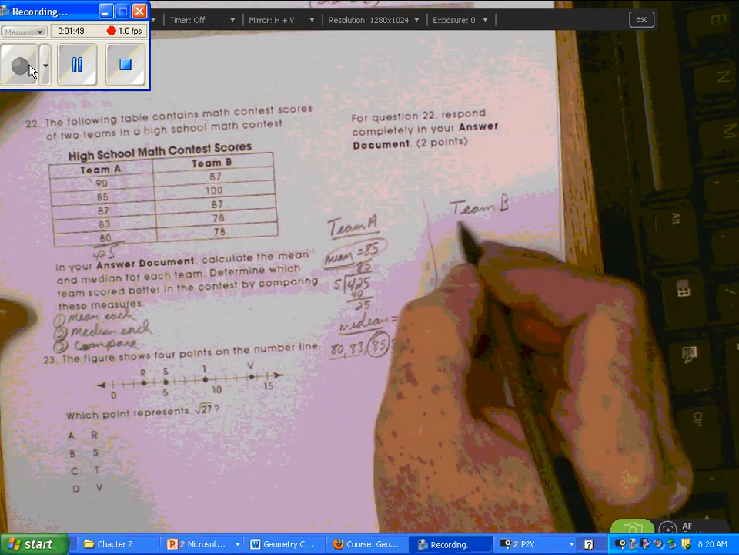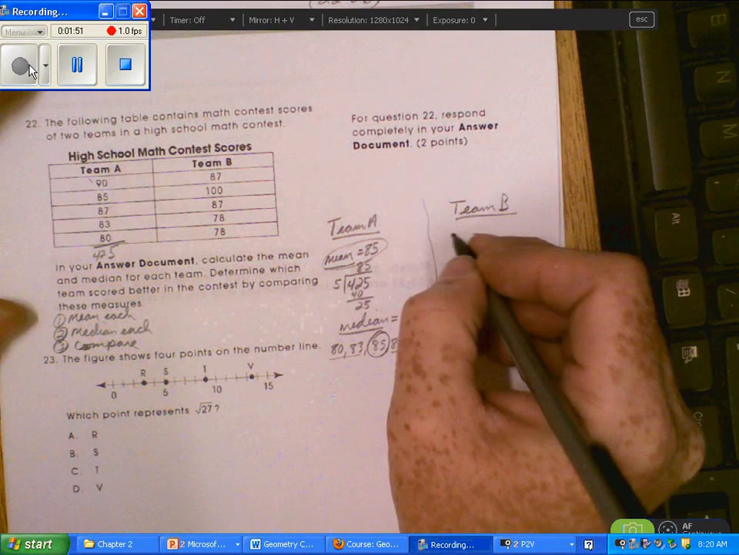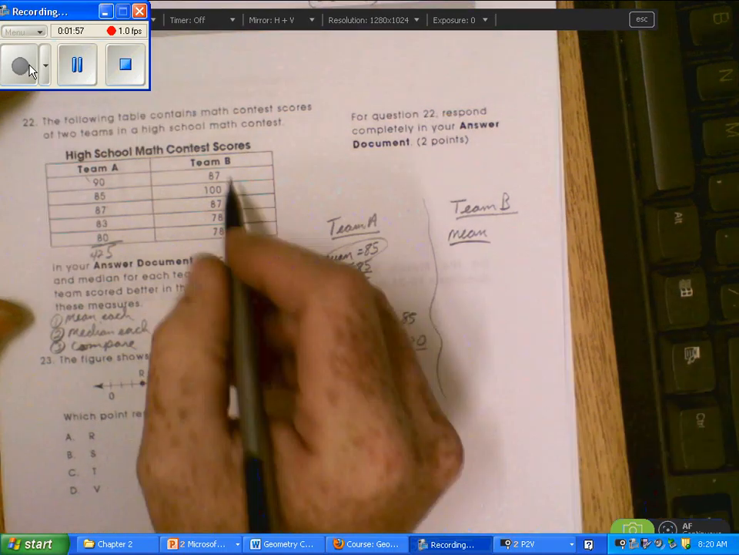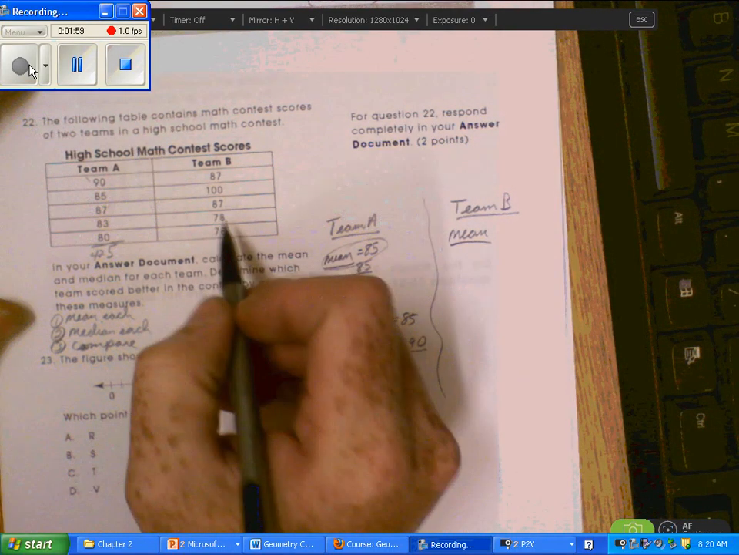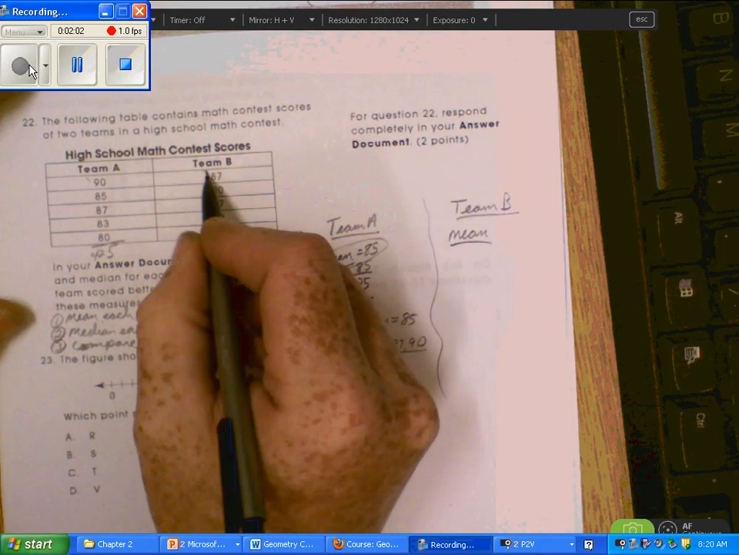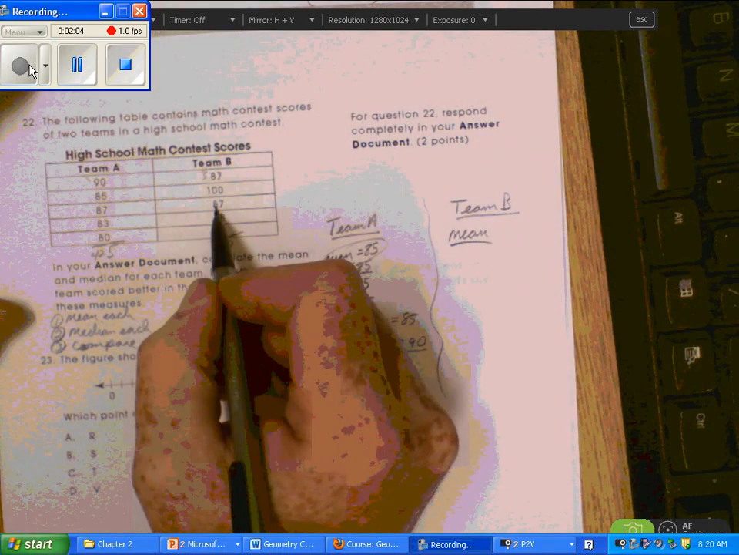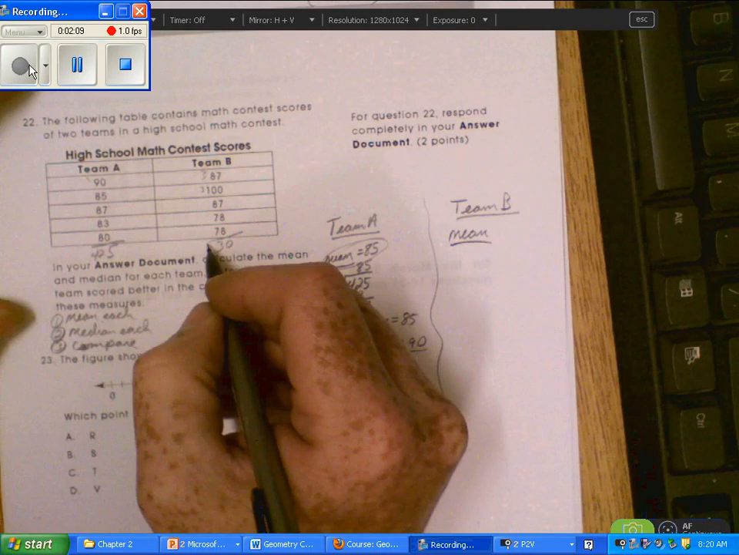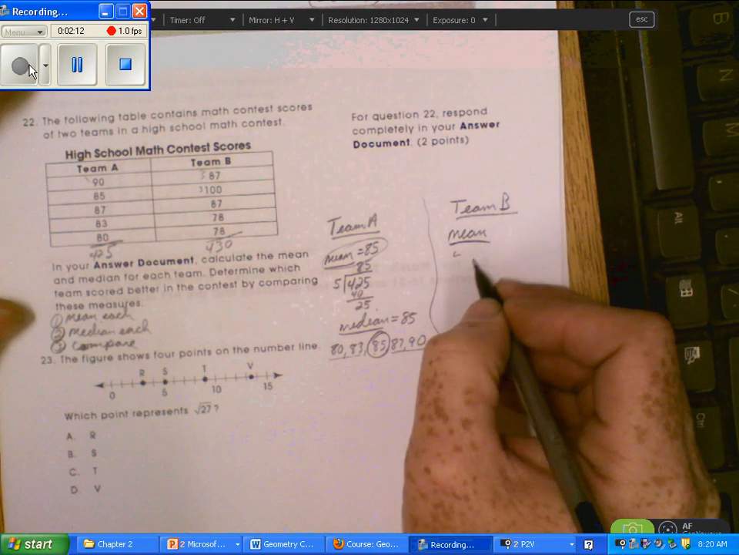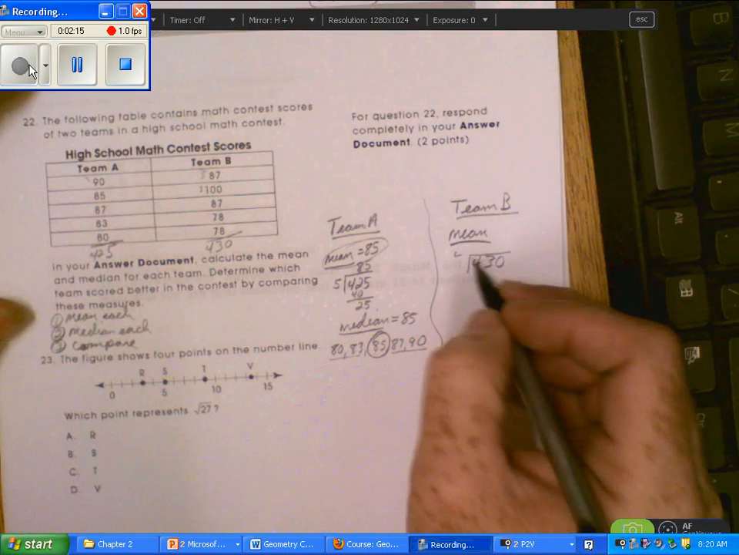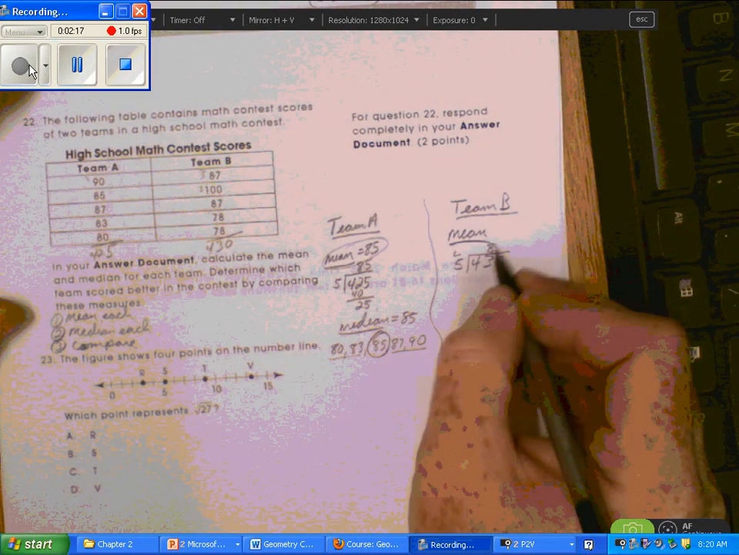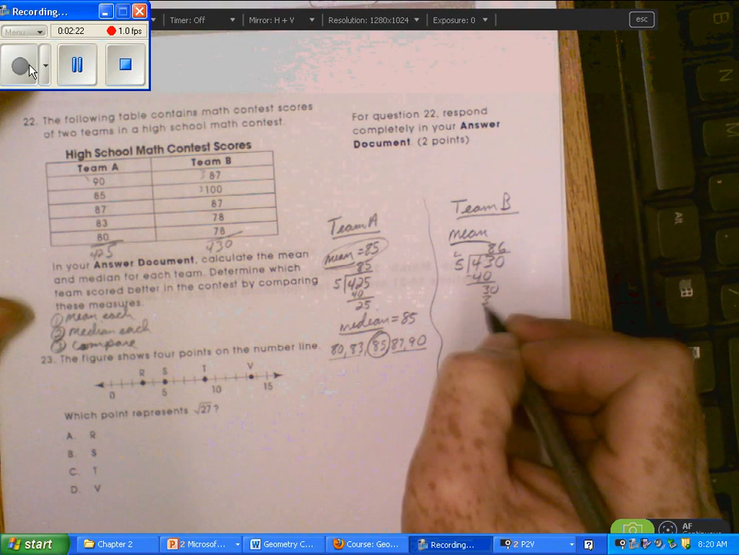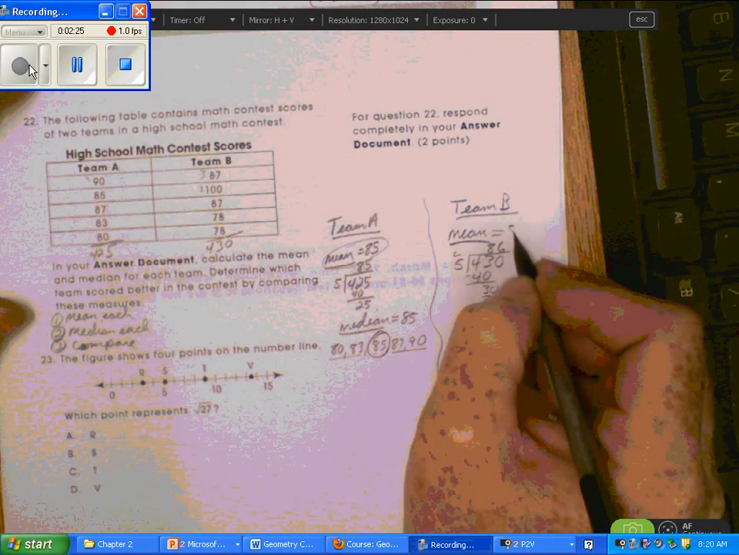Team B. Again, the mean for Team B. We add them all up. 14, 22, 30. That's 11, 19, 26, 33, 430. We're going to divide that by 5. It'll be 8, 40, subtract 6 is 30. So their mean is 86.